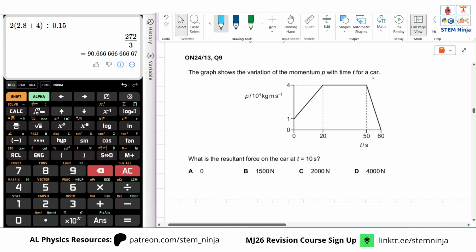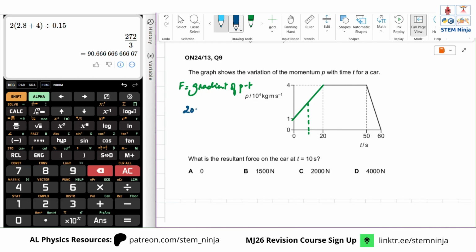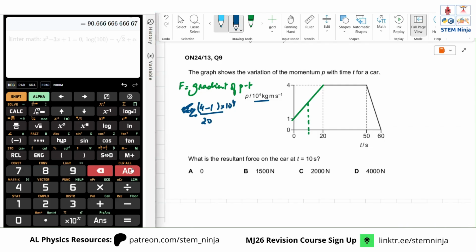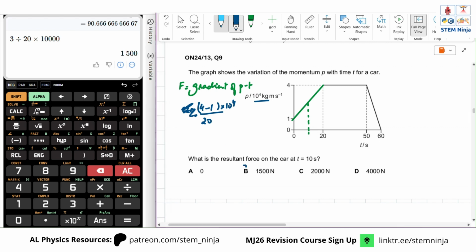Right. Okay. The graph shows the variation of the momentum p with time t for the car. What is the resultant force on the car at t equal to 10 seconds? Okay, so remember the resultant force is basically the gradient of the p-t graph. So we just need the gradient of this line because the gradient is not changing in between this. So 4 minus 1 over 20. And remember this thing, times 10 raised to power 4. So 3 divided by 20 times 10,000. This would be 1500 newtons.